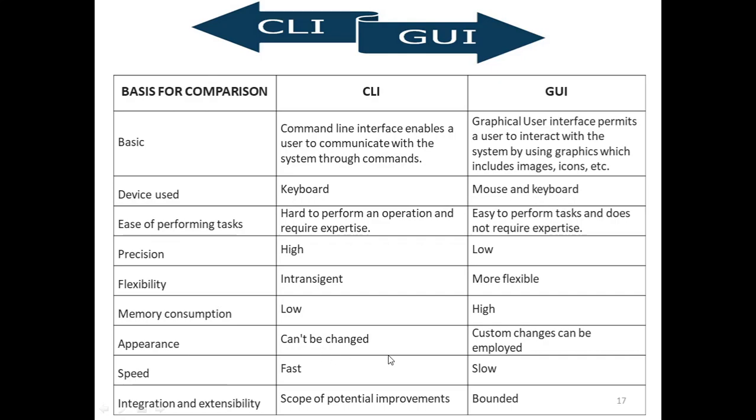Appearance can be changed, and in GUI custom changes can be employed. Speed: as far as it is concerned, for the CLI it is very fast, and in case of GUI it is slow. Integration and extensibility: in case of CLI there is scope for potential improvements, and in GUI it is bounded.